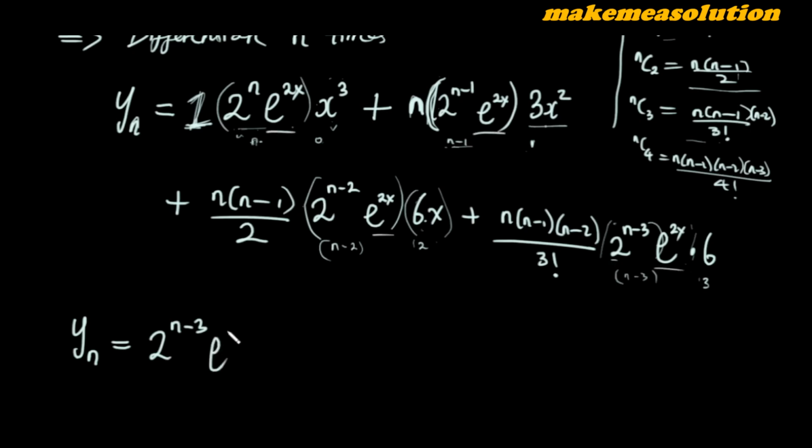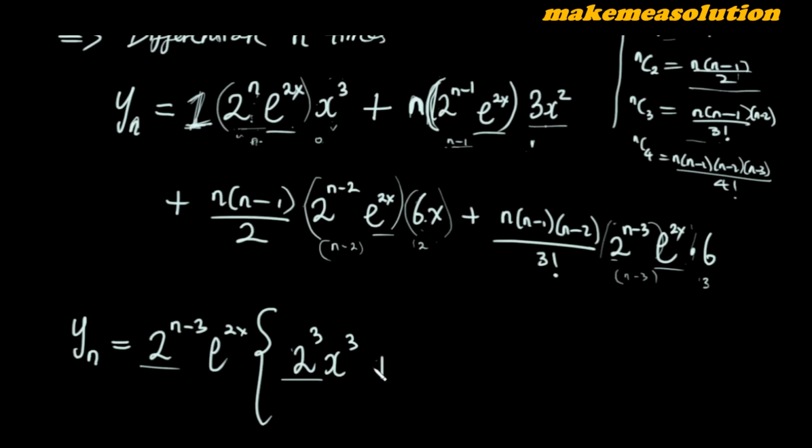2x. So exponential 2x, and in the bracket, when you factor out 2 raised to the power of n minus 3 from 2 raised to the power of n, you're going to be left with what? 2 raised to the power of 3 and x cubed. Is that okay? So the concept is that when you multiply this by this, you arrive at 2 raised to the power of n again. Are we together? So let's move on to the next one.